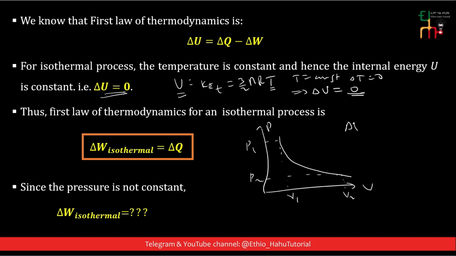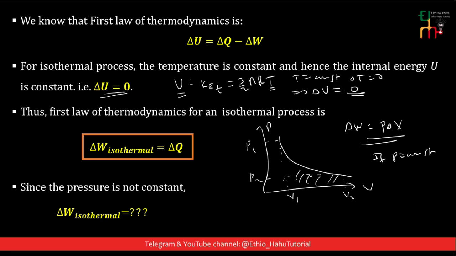Work done is equal to P times change in V is used only if P is equal to constant. Otherwise, if the pressure is not constant, we cannot use this simple definition. Rather, we need to find the area under this curve. How can we find this area?